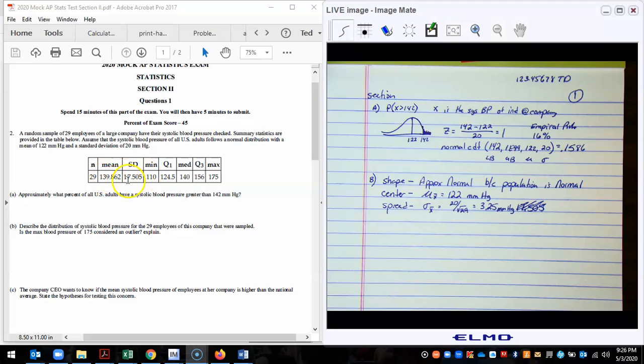Another thing to look at, my mean and my median are very close to each other. So that is another way we could have shown that it was approximately symmetric. We don't know if it's approximately normal. That's why we went with that. Okay.